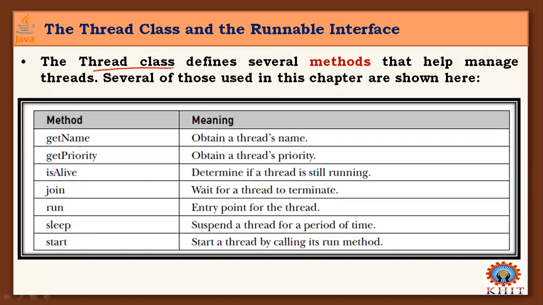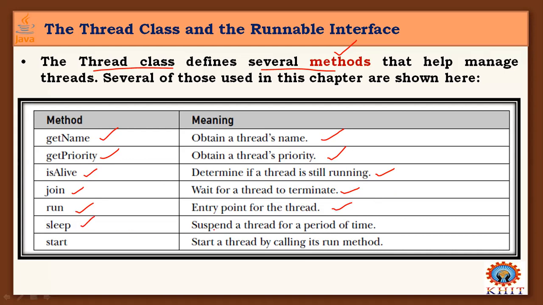And these are the Thread class methods, defined by the Thread class to work with threads in your program. First one is getName, to obtain a thread's name. getPriority obtains a thread's priority, what priority it has once it is created. isAlive determines if a thread is still running or not. It is a Boolean type function that returns true or false. And join waits for a thread to terminate, until it terminates. The run method is the entry point for thread execution.